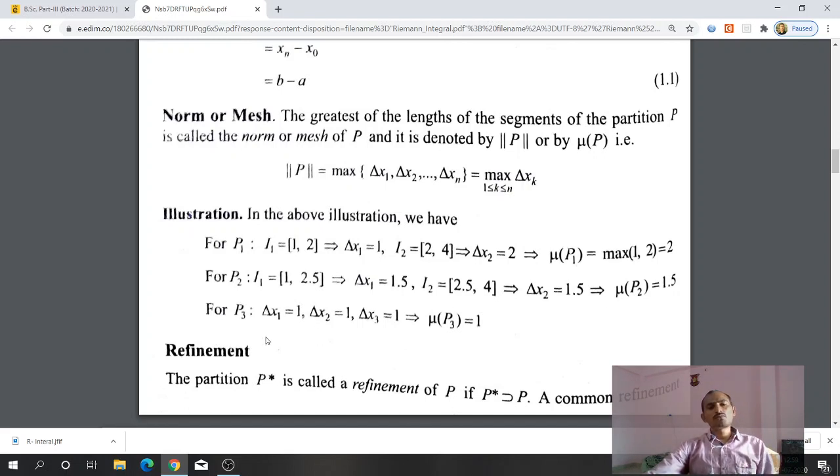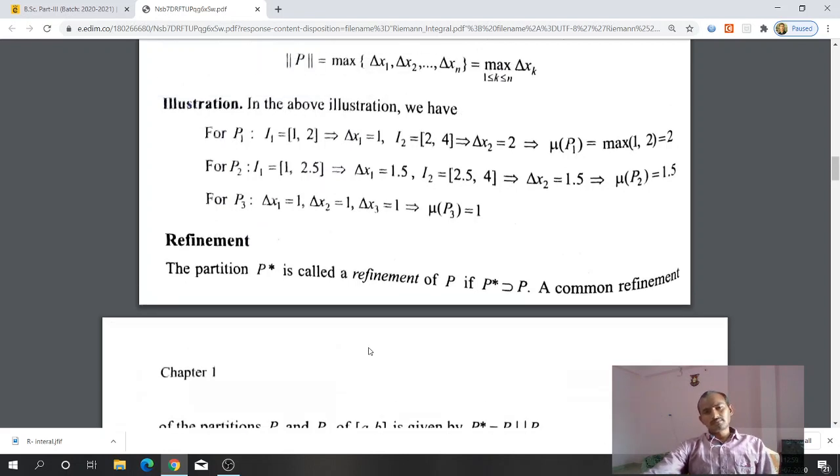Next, what is the norm of P3? We have three segments for this P3, that is I1, I2, I3. The length of I1 is 1, the length of I2 is 1, and the length of I3 is 1. So all the lengths of the segments are equal, so the maximum is the same. The maximum is 1, and mu of P3 is 1. So the norm of P3 is 1.